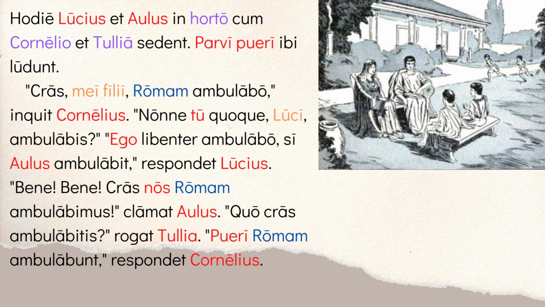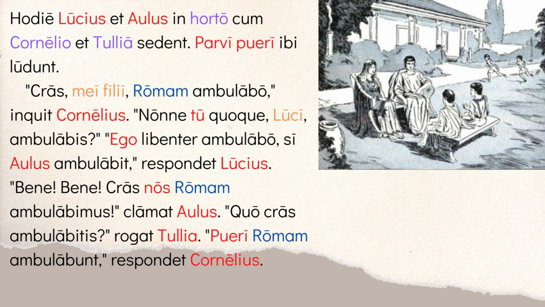Then you have parvi pueri ibi ludunt. So the little boys, the small boys, parvi pueri is your subject. They are playing there, right? Ludunt is just present tense. So they're playing in the garden. You can see that in the picture to the right. This is the picture from the chapter from the textbook.